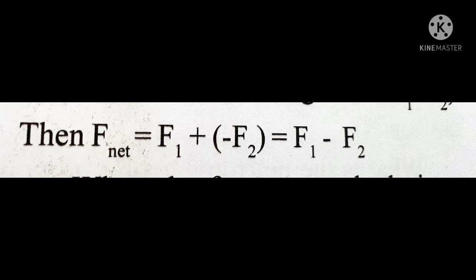Observe the figure, and F1 is greater than F2. Then F net is equal to F1 plus minus of F2, that is equal to F1 minus F2. When the forces on a body in a straight line are in opposite directions, the net force is equal to the difference between the two forces. The object at rest moves in the direction of the net force acting on it.